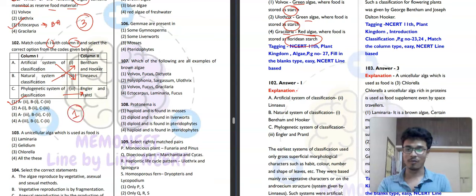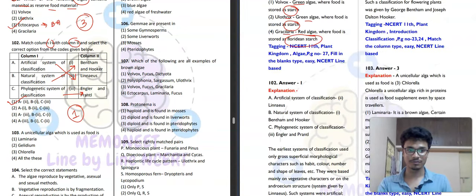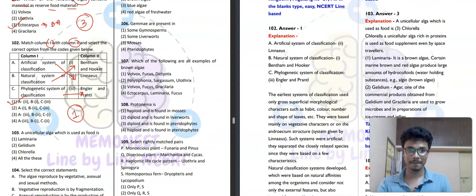Now moving towards question 103. It says a unicellular alga which is used as food. Laminaria, Gelidium, Chlorella. So what could be the correct answer? What do you think? Which unicellular alga is used as food? Yes, Chlorella is a green alga used as food. The third option will be your correct answer for this question.